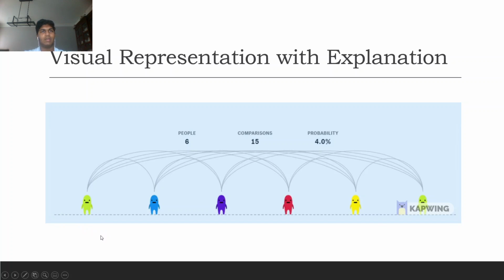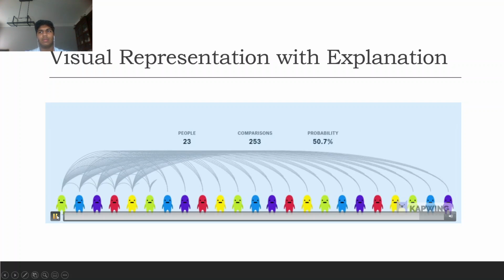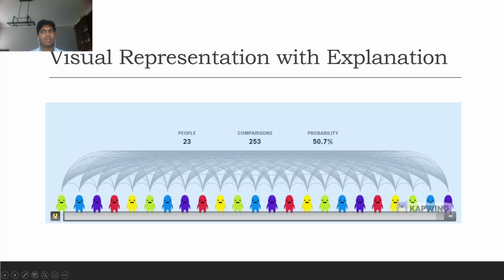So let's go to 10 people and see how that plays out. In 10 people, there are so many comparisons being made because there is a larger number of people. So 45 comparisons are made in a set of 10 people, and look at our probability. It has skyrocketed to 11.7%. So at 23 people, this is where our desired 50.7% is.